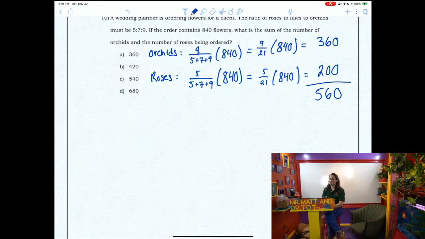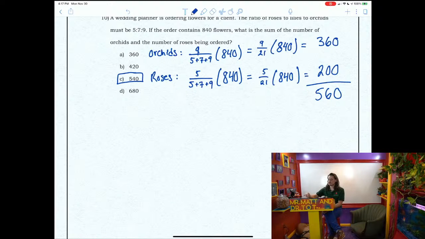The sum implies addition, and I should have said which of the following is closest to the sum, so I apologize because it didn't turn out to be exactly. You had to estimate here or approximate, but I hope that you got or can recognize that 540 is going to be the closest value to 560. But I should have put which of the following is closest to the sum of the number of orchids and the number of roses being ordered.